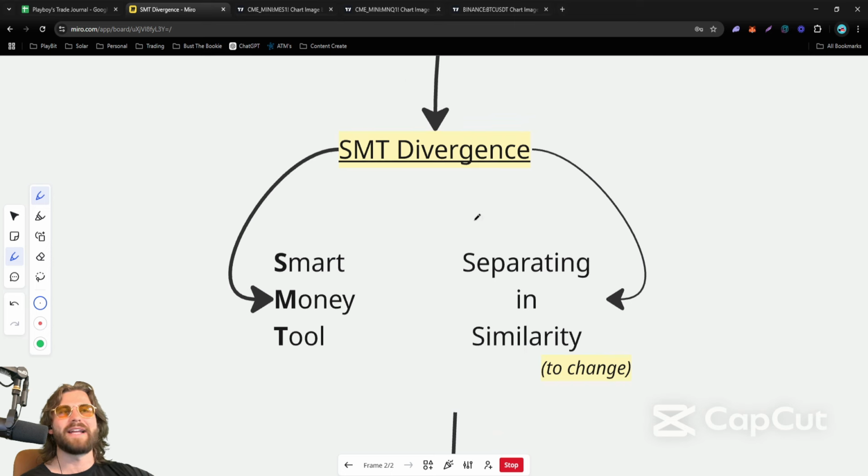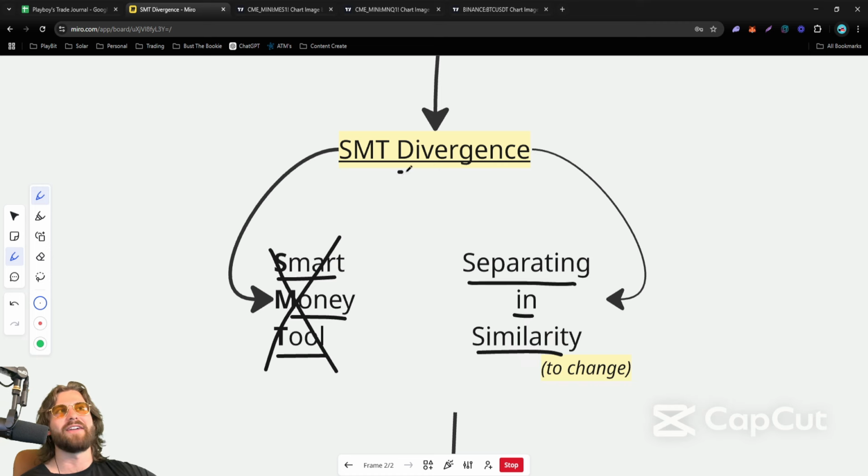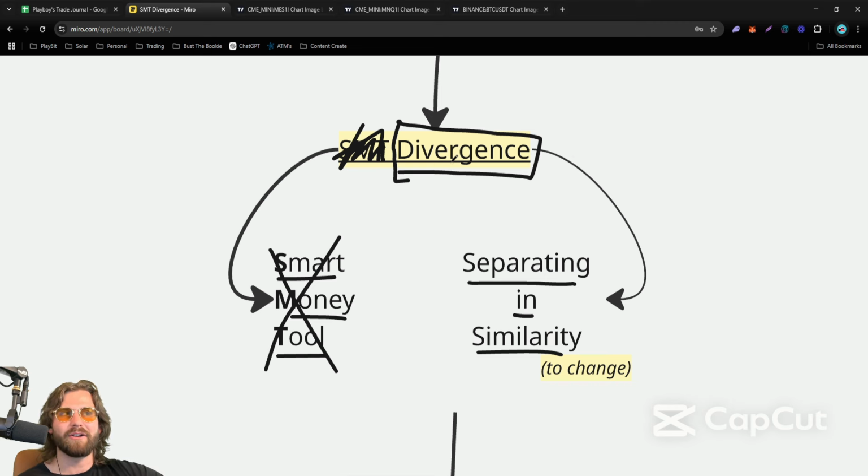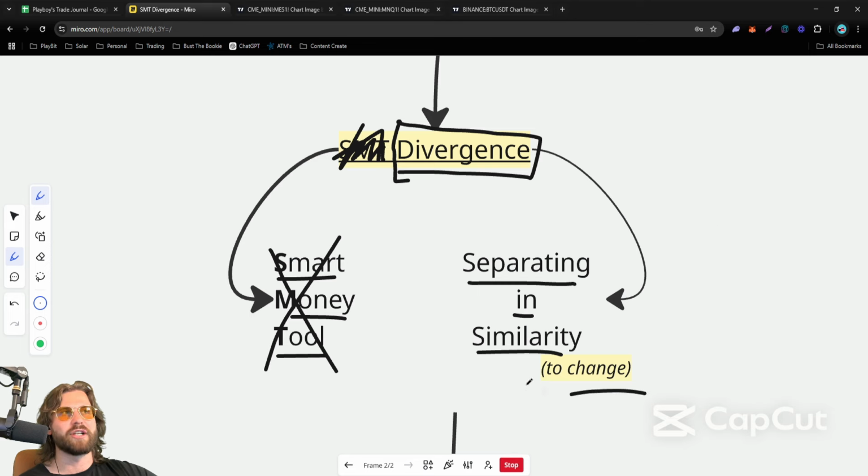SMT divergence by definition, right? Smart money tool. Some people call it smart money trading. Who cares what the acronym is? Let's learn what we need to know, which is separating in similarity. That is the divergence. The big part of this is the divergence. Who cares about the SMT part? It doesn't matter. It is the fact that we are finding something that is separating in its continuous similarity and is now changing, right?